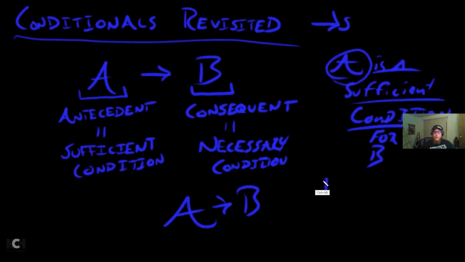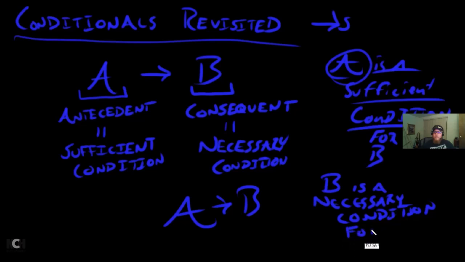So if I said B is a necessary condition for A, how would I write that out? Well, necessary conditions go on the right side of the arrow. What is the necessary condition here? B is, so B goes on the right side of the arrow for A. So these two things are actually the exact same thing. If I say A is a sufficient condition for B, or B is a necessary condition for A, that's the same thing as saying if A, then B.